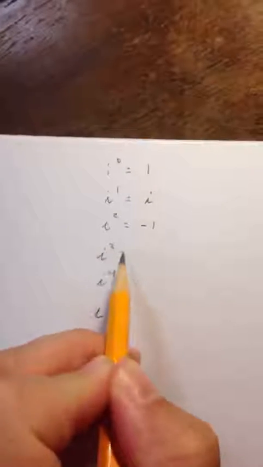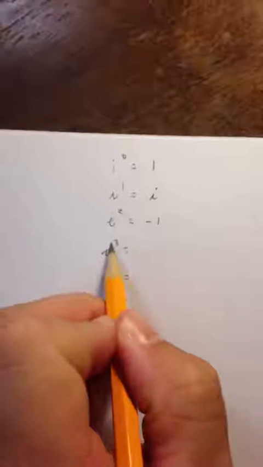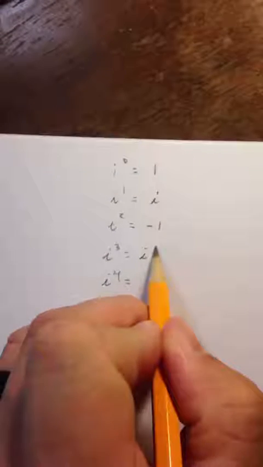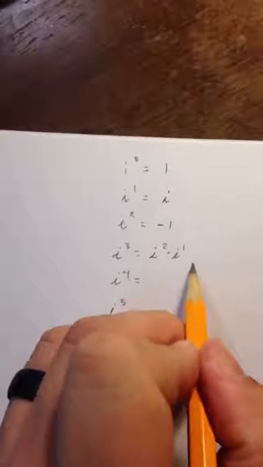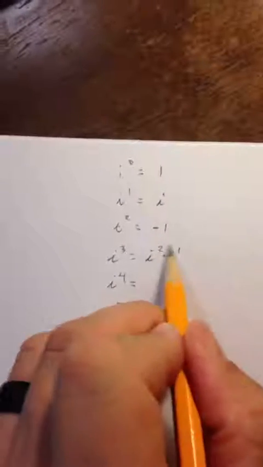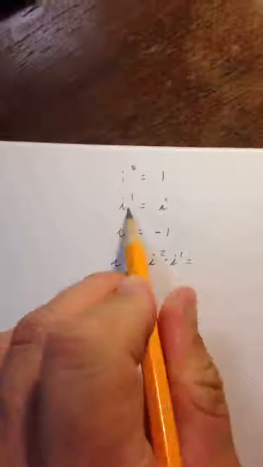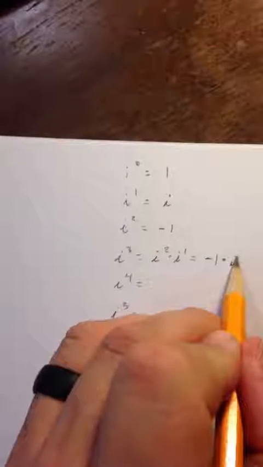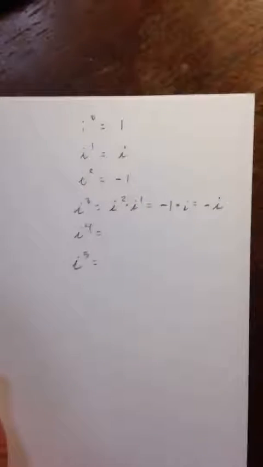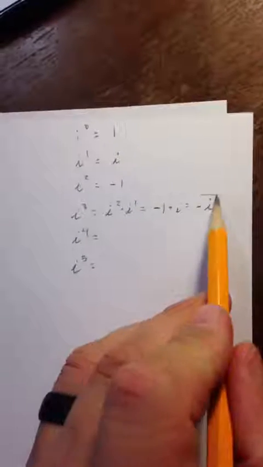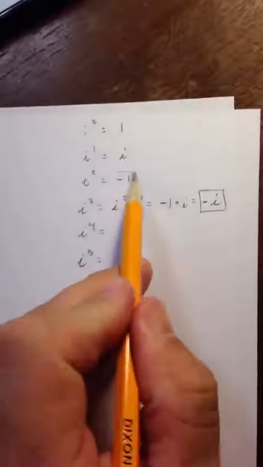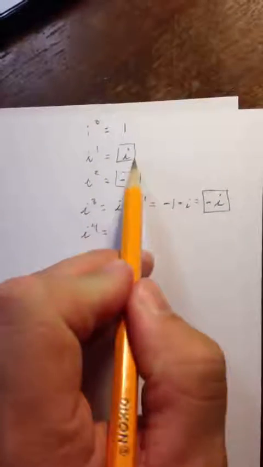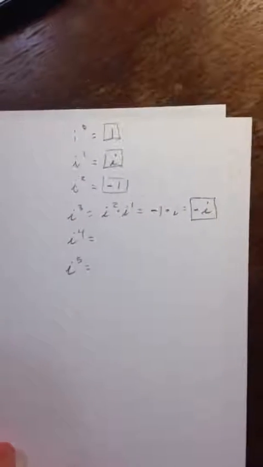Now, let's think about i to the third power. If I remember my laws of exponents, I can rewrite this as the product of i squared times i to the first, because 2 plus 1 is 3. So I know i squared is negative 1, and then i to the first is just i, right? So I have a negative i. Right. So for i to the third, i to the second, i to the first, and i to the zero.